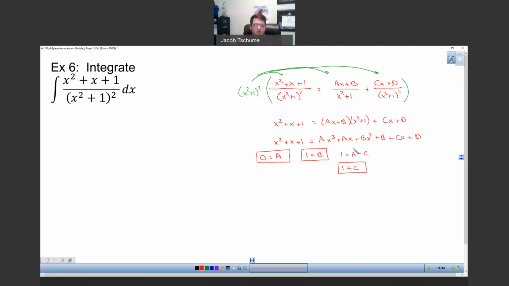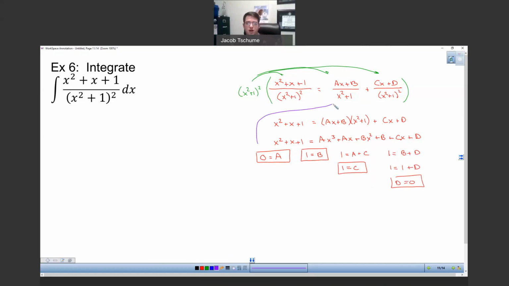And then your constant on the left is a 1. And your constants on the right are going to be a b plus d. But once again, we already know from the second term that b has to be 1. So I know that 1 has to equal 1 plus d. And then moving that 1 over, we now know that d has to also be 0 like a was.